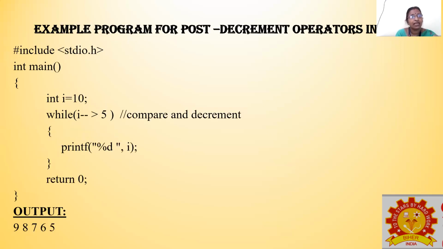Next program, example program for post decrement. What is post decrement? Here int I equal to 10. I is an integer variable. Assign the value of 10. While I minus greater than 5.